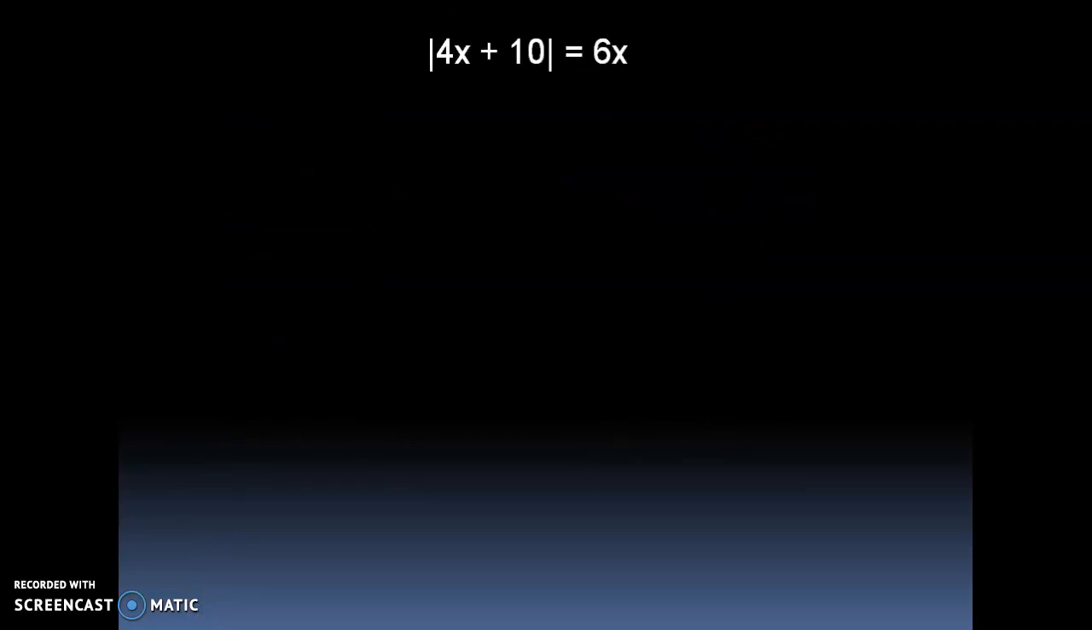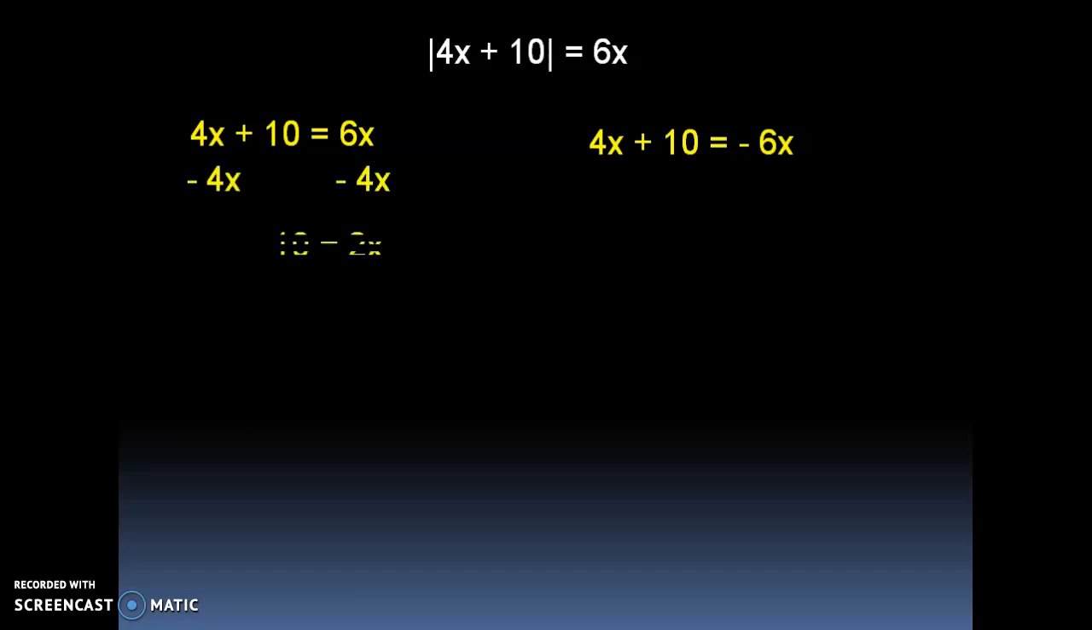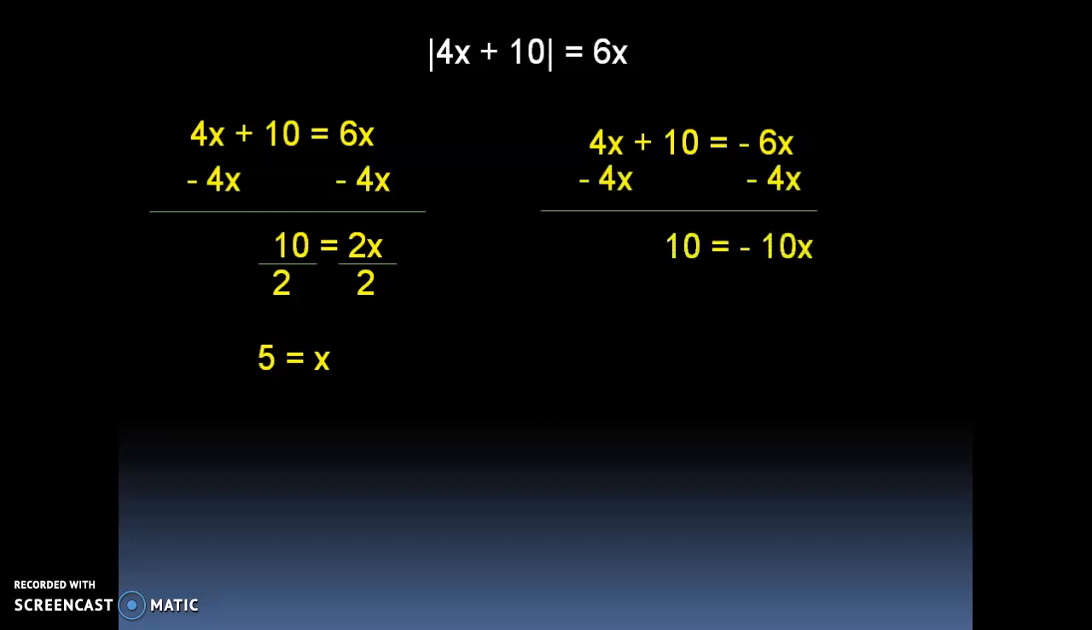The second example. The only difference is we have an x on the outside. Don't let that scare you. We're still going to set up two equations, and we're still going to solve them. This time, because I have an x on both sides, I'm going to subtract 4x from both sides. So now I'm going to get 10 equals 2x. Dividing by 2, I get x equals 5. Same thing on the other equation, subtract the 4x. I get 10 equals negative 10x. This time dividing by negative 10, I get x equals negative 1.